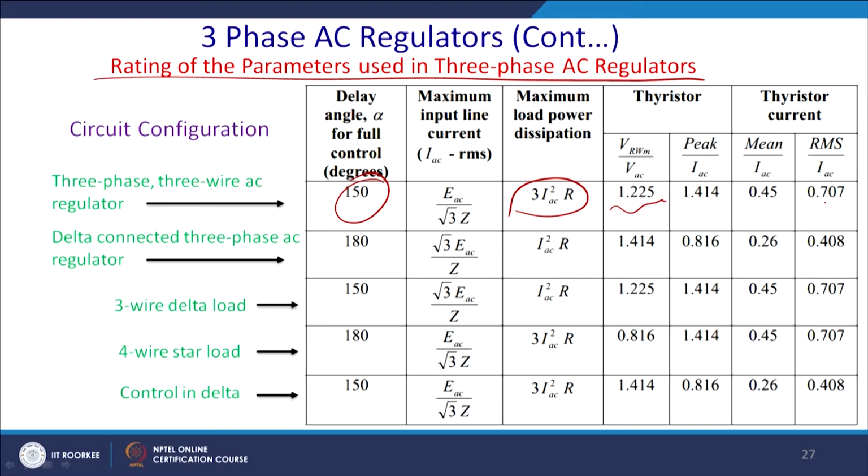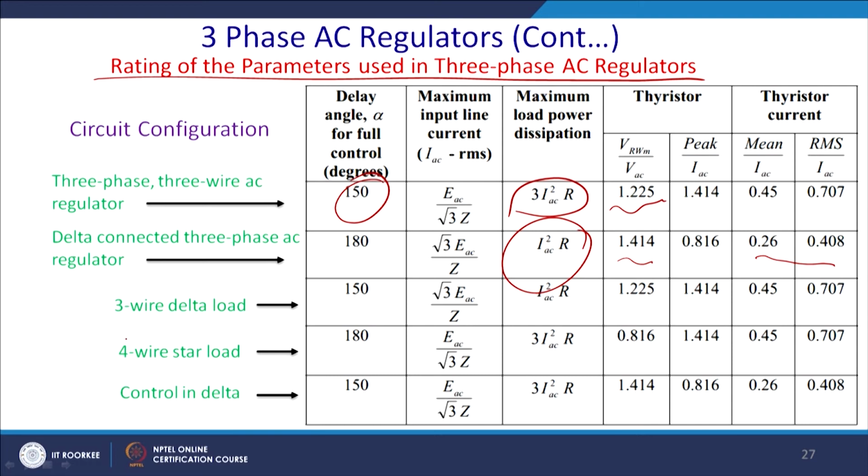Delta connected 3 phase AC regulator. So, your minimum line current is basically root 3 EAC by Z. Maximum power dissipation is this. So, the thyristor voltage rating will be more and the thyristor current rating will be reduced. So, this one is actually preferred.